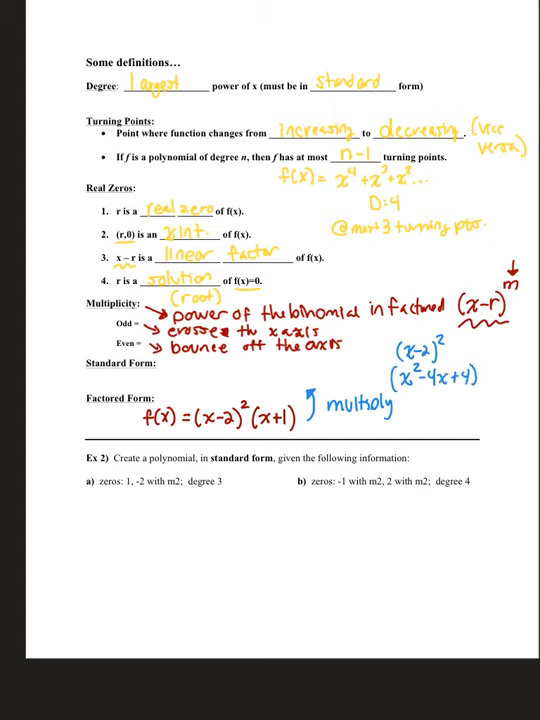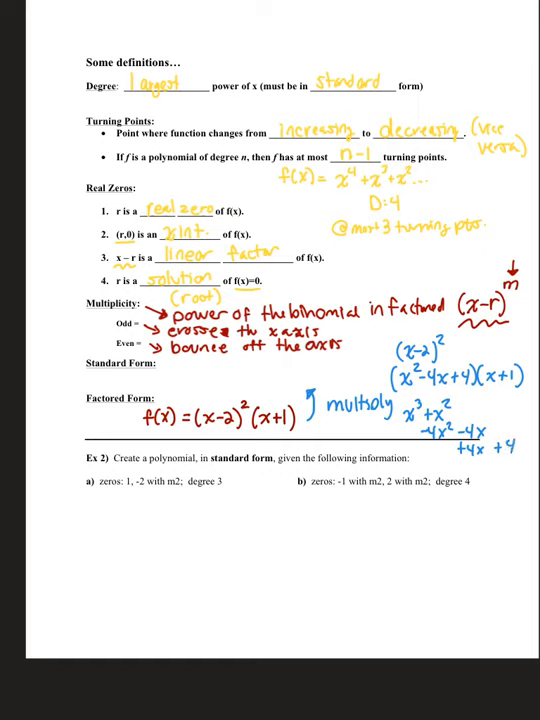Then I'd have to multiply that trinomial times the x plus 1. And when I put all that together, let's see, x cubed plus x squared, I'm going to have a negative 4x squared and a negative 4x. I'm going to have a positive 4x, and I'm going to end with a positive 4.